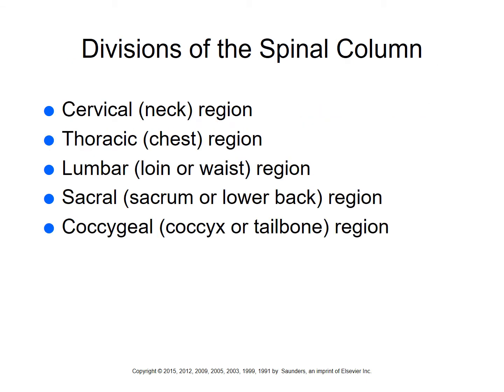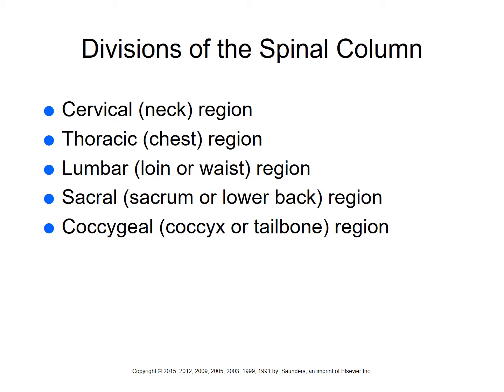For divisions of the spinal column, it would be helpful to look at page 55 in your text. We've got the cervical, or the neck region. Then we've got the thoracic, or chest region. We've got the lumbar, which is the loin or waist region. We've got the sacral region, which is your sacrum, lower back area. And then we've got the coccygeal region, which includes our coccyx or tailbone.